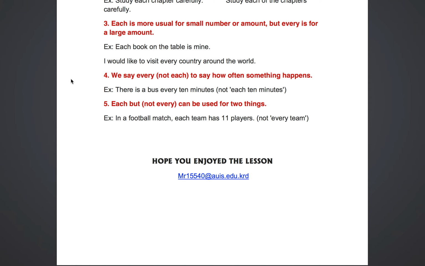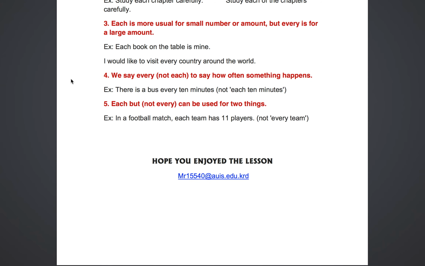There is a bus every 10 minutes. You cannot say there is a bus each 10 minutes. It doesn't make sense to say each 10 minutes, because every 10 minutes is a continuous action that you can talk about by using every. Each but not every can be used to refer to two things. In a football match, each team has 11 players. You cannot say every team because there are only two teams that you can refer to, using a singular noun which is team, and by using each you know it has plural meaning.